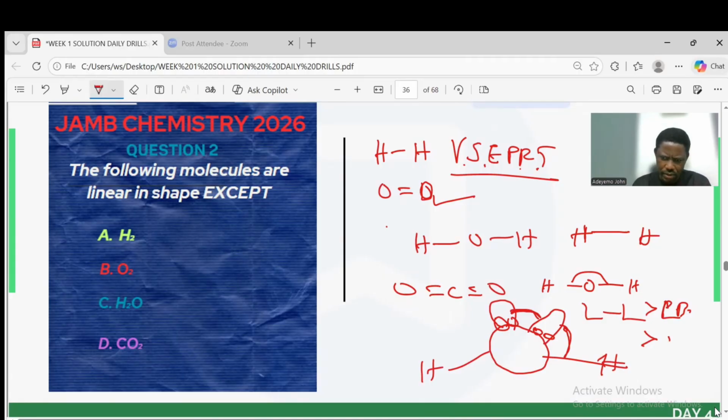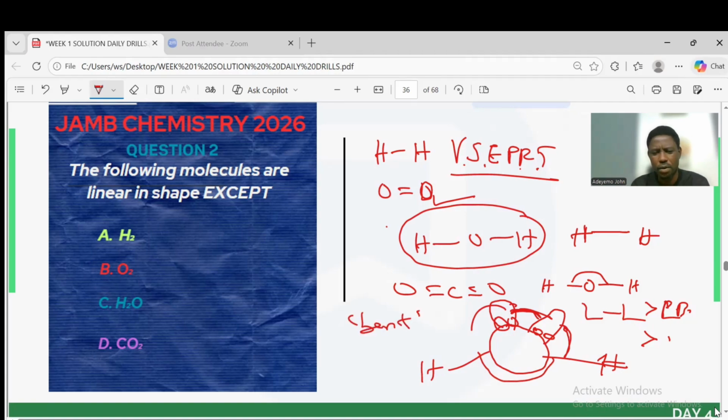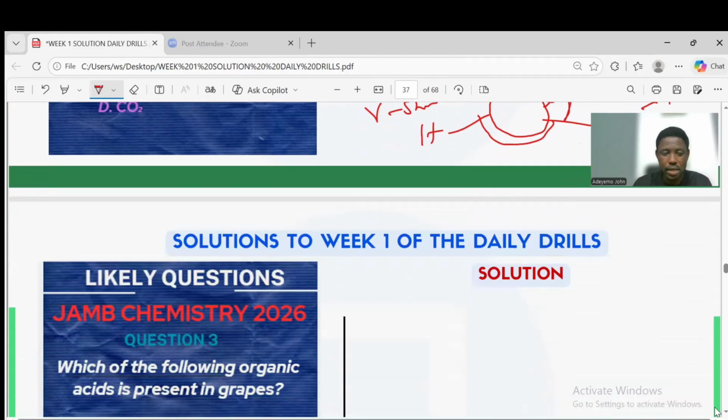Look at that. So what we're trying to say is that instead of the water staying like this, the lone pairs push each other and push the bonds, and they distort the structure. That's why we call water bent, or V shape. The lone pair of electrons is what causes this. The bonds would otherwise be in a straight line, so that is why it is bent. I hope that is clear. So let's go to the next question.